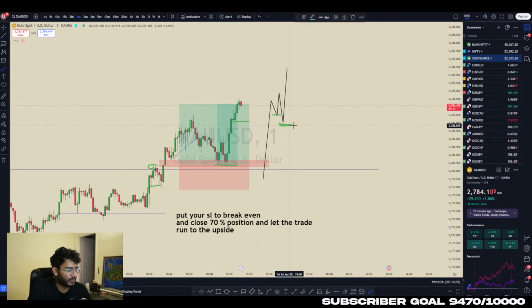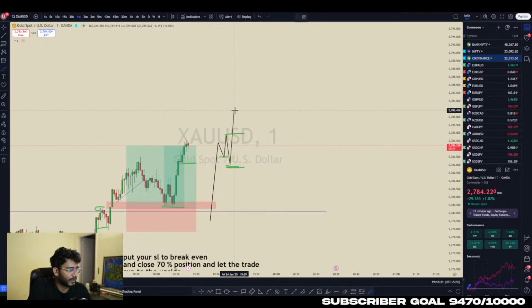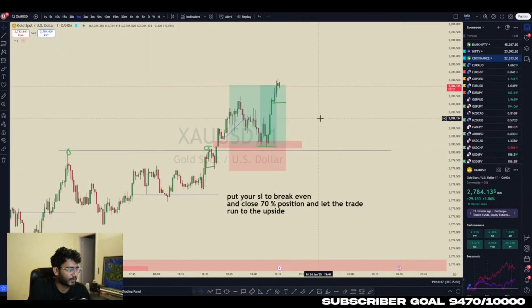So put your stop loss below this low, and if price continues to the upside, again price creates some inducement, induces this low, put your stop loss below this low. So that's how you want to trail the stop loss to the upside.